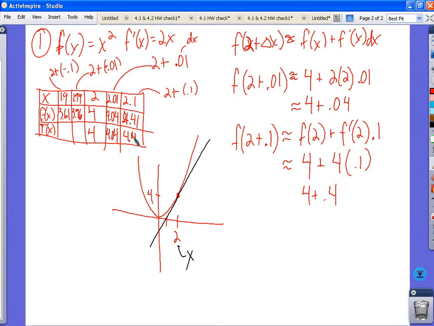Okay, so now we can start to see how we're a little bit off. We have 4.40, where we know the actual value is 4.41. That makes sense. The further away we get from the x value of 2, the worse and worse the approximation gets. If we let the delta x be like 2, if we move 2 away, that's going to be really way off. That's why we don't let it go very far away. We want dx to be a very small number.